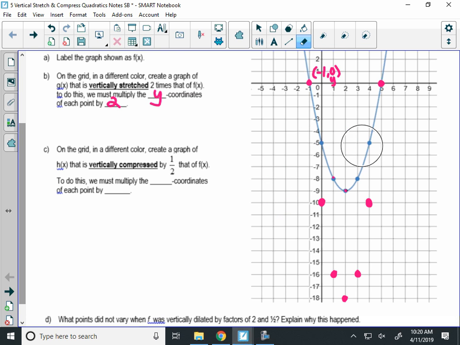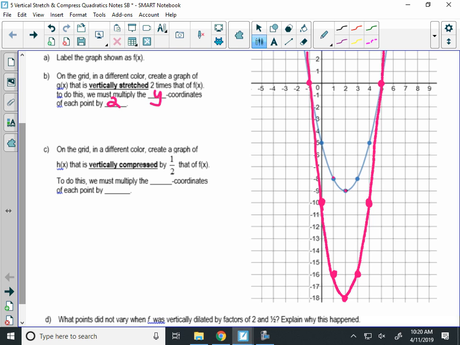All right, so what I'm going to do is, let me erase that. Let's connect those points. You're going to have a really long parabola here. All right, there we go. That is your parabola that is vertically stretched. Now we're going to pick a different color, and we're going to, again, compare the original parabola, and we're going to vertically compress by 1/2, which means we're going to multiply the y coordinates by 1/2.